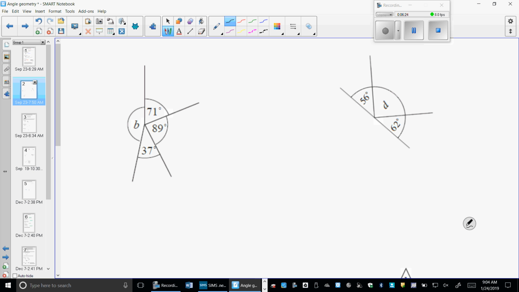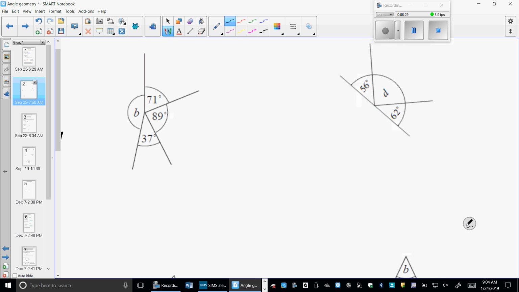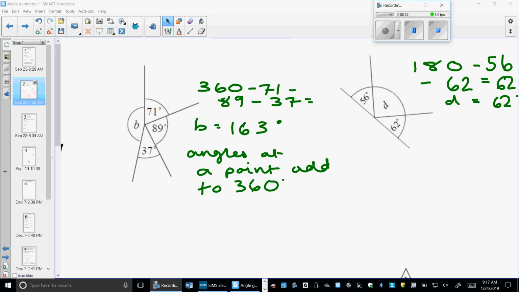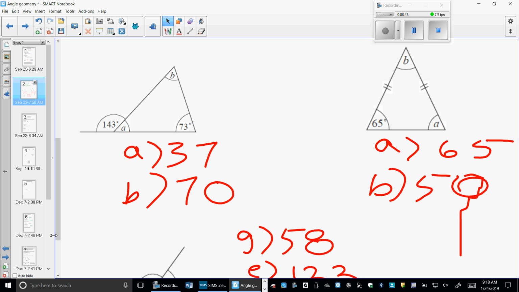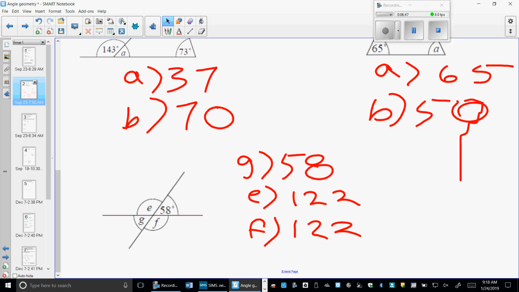Okay. Right, I'll give you a few minutes to have a go at these ones. Right, so hopefully you got, I haven't checked these, I'm hoping that everyone's got the same answers. So we've got 163 and 62, and then 37 and 70, 65 and 50, and then 58 and 122.